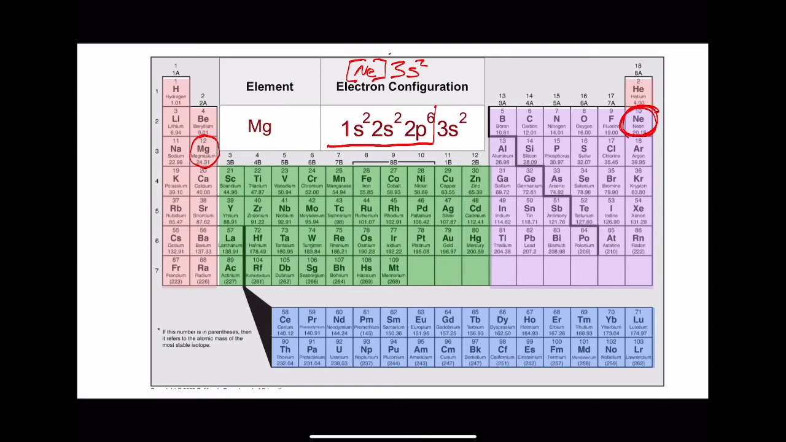Again, it only makes sense to do this for things pretty much after neon because anytime before that, you're almost writing out exactly the same thing anyway. So it's not really saving you any time. But anything after neon, it makes sense to use noble gas notation.